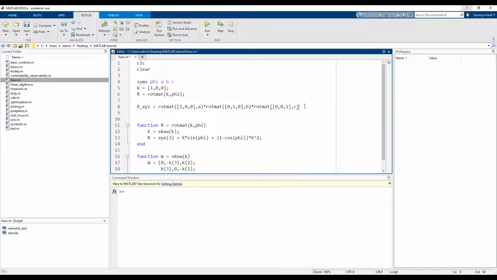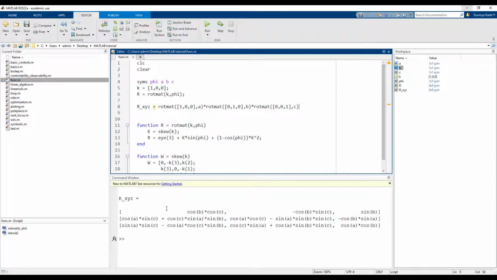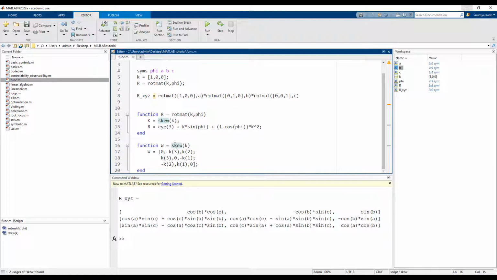And if I now see the output, this is actually that particular matrix, the rotation matrix, which will be specified by these values. Okay. So this is how you define a function. This can be something else also, like you can define a function.